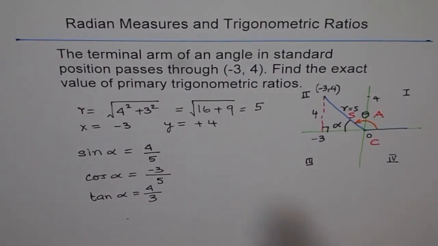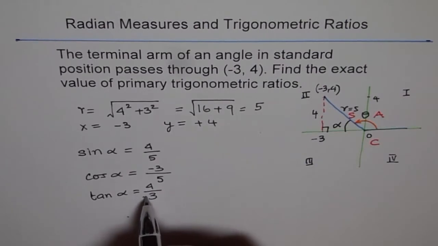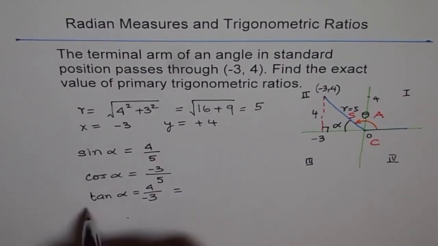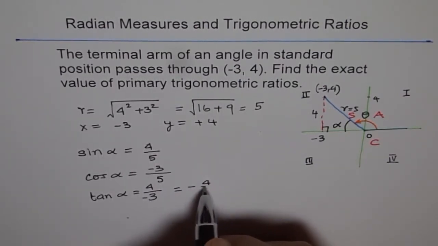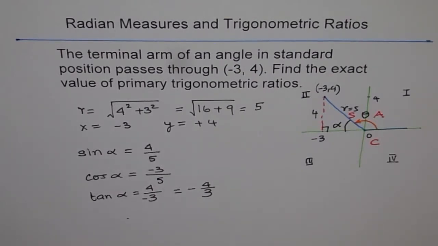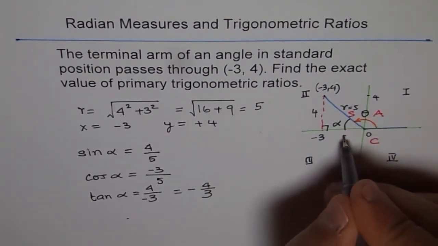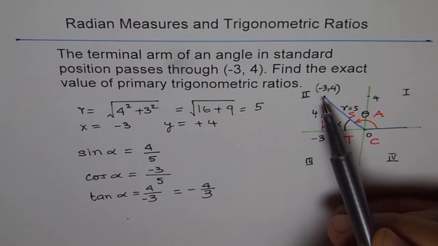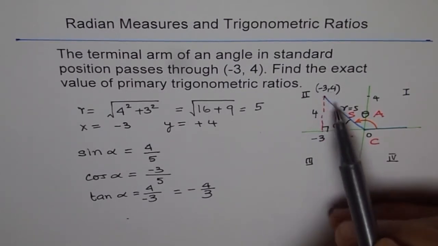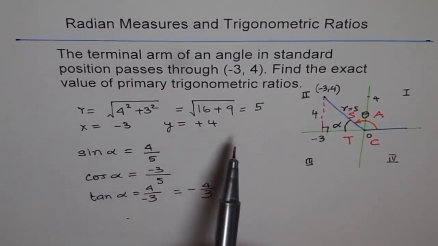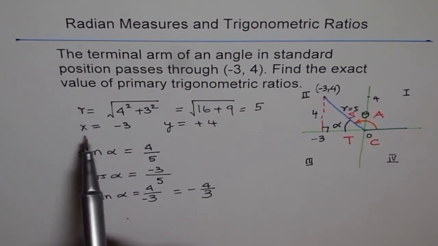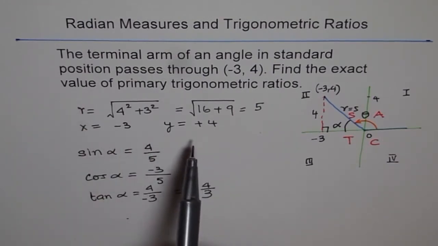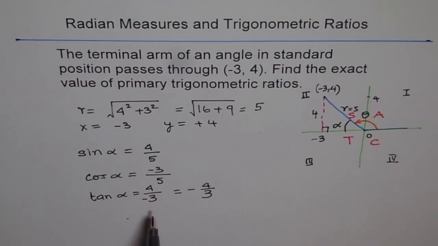Well, I did make a mistake with the minus 3. So I should have written minus 3 here. So tan alpha is minus 4 over 3, correct? This is always good to check. And in quadrant 3, tan is positive. So as you can see, it's good to write the coordinate as -3 and 4 and use these values. You should always write r, x and y values very clearly so that you can find your trigonometric ratios exactly. Okay, that's kind of important.